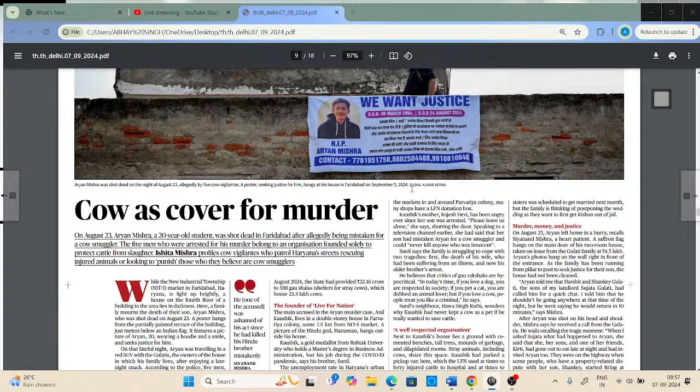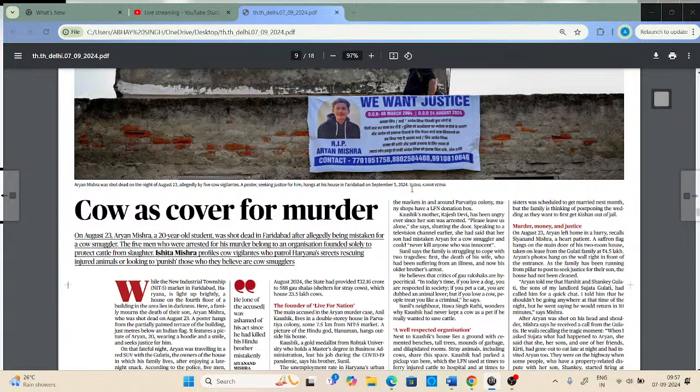Now this particular situation also becomes very sensitive for a simple reason. There are elections in Haryana. So now the ruling party, the Bharatiya Janata Party, these cow workers are somehow seeking protection from the Bharatiya Janata Party as well.